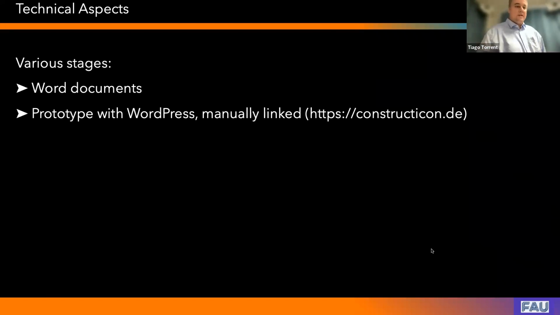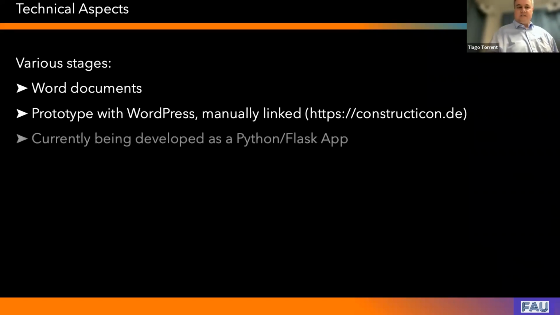So we then decided to try and do a prototype for that, and that is the one that you can currently see at Constructicon.de. That is a WordPress site which has static information plus manually created links. Really nothing you want to work on for a long time. And the next step then is the app that is currently being developed, a Python Flask app, basically with a MySQL backend.